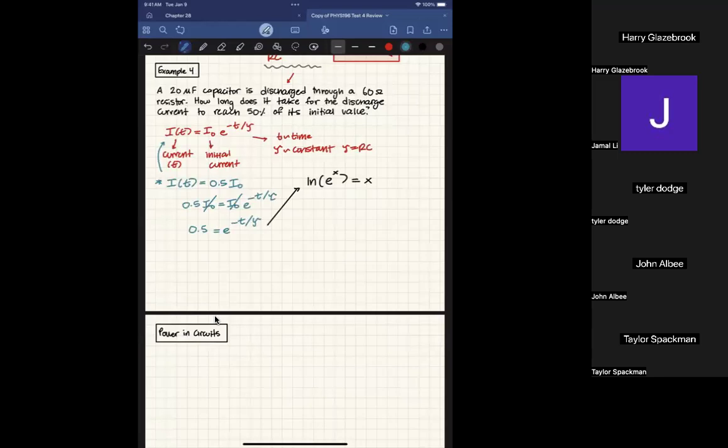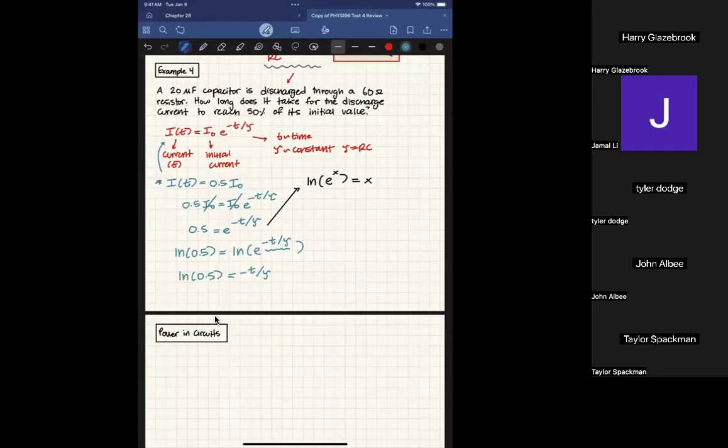So what I'm going to do is take the natural log on both sides. So we have ln 0.5 equals ln of e to the negative t over tau. This is going to stay ln of 0.5. But like I said, on this side, the natural log of this exponent is just going to be whatever's up here. So we have negative t over tau. And again, what we're trying to solve for is the time it takes to discharge to 50% of its initial value. So I want to solve for t here.